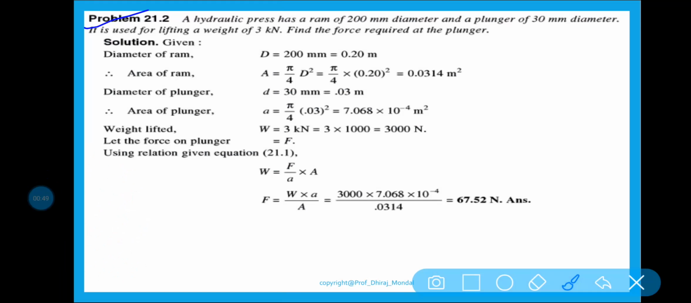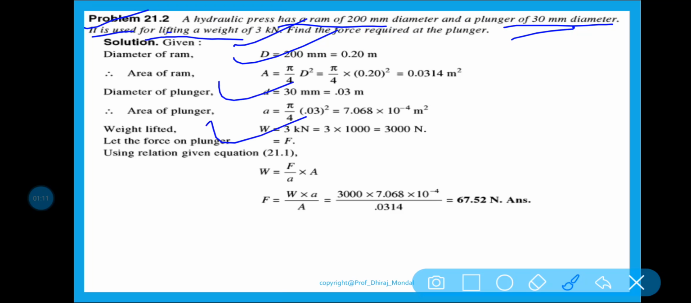So this is your numerical number 2 on the hydraulic press. The hydraulic press has a ram diameter of 200 mm and a plunger diameter of 30 mm. It is used for lifting a weight of 3 kilonewton. That means W is given. As small d and capital D are given, you can easily find the area. Find the force required at the plunger.